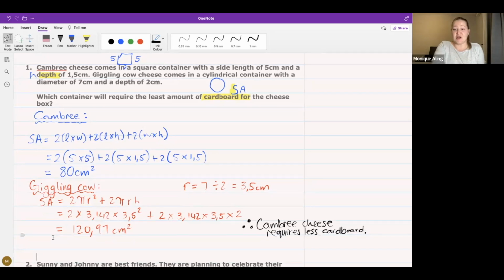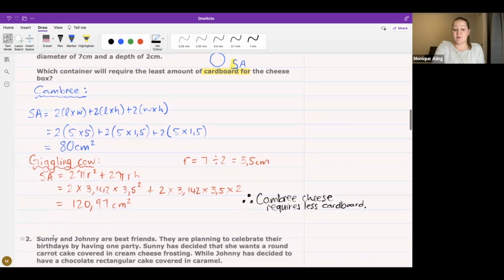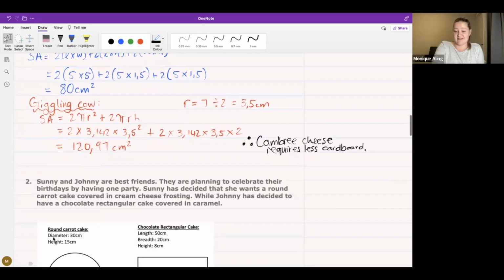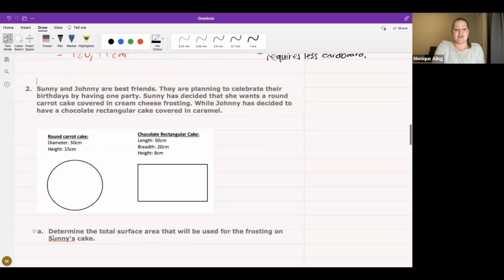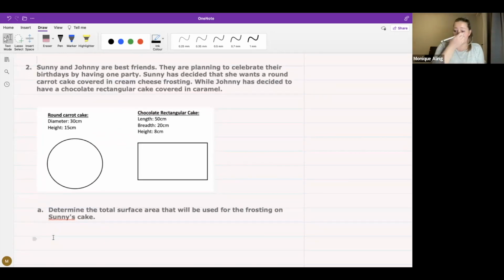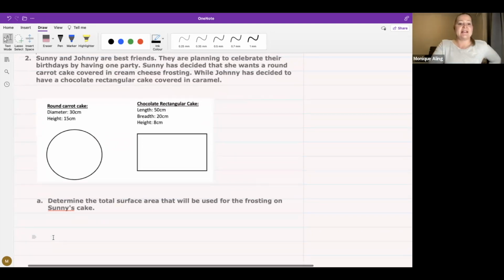Okay, so we're going to look at a similar question, but we just need to adjust things. So still a cylinder and a rectangular prism. Let's have a look at question 2. Sunny and Johnny are best friends. They are planning to celebrate their birthdays by having one party. Sunny has decided that she wants a round carrot cake covered in cream cheese frosting, while Johnny has decided to have a chocolate rectangular cake covered in caramel.